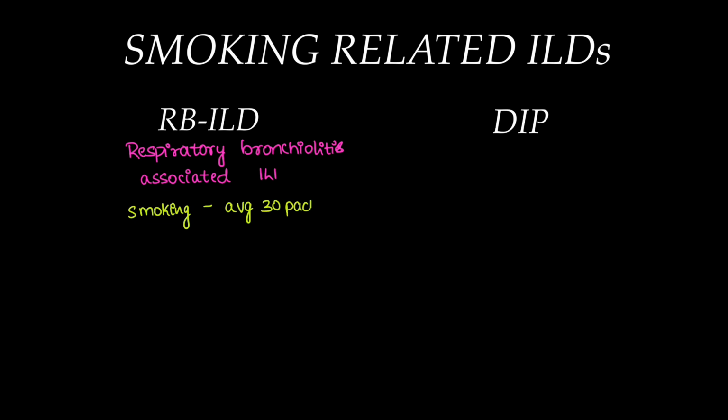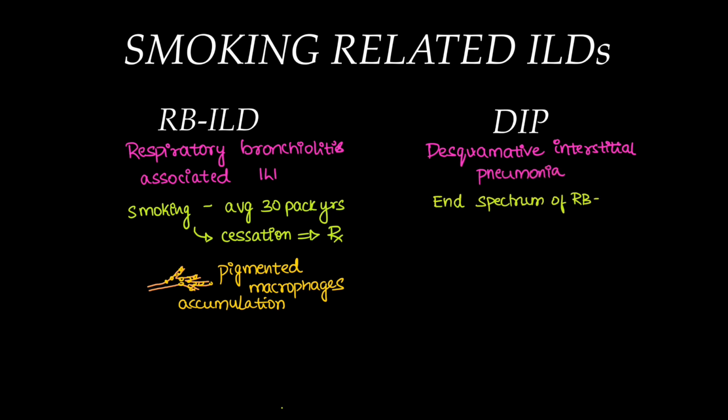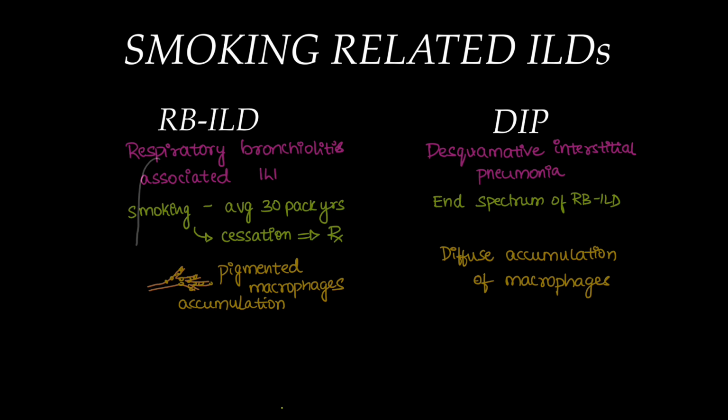Coming to another important part, smoking related interstitial lung diseases. There is respiratory bronchiolitis associated ILD, where smoking is an average of 30 pack years in these patients, and smoking cessation is an important part of the treatment. There will be pigmented macrophage deposition in respiratory bronchioles. Desquamative interstitial pneumonia is the other entity, said to be the end spectrum of RBILD. There will be diffuse accumulation of macrophages, hence a diffuse disease.